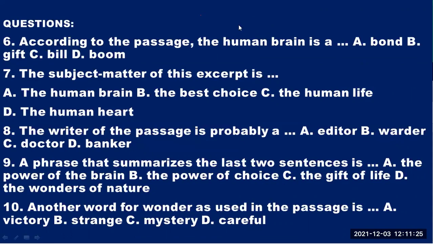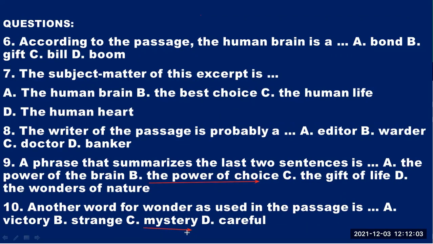All right? It's about making a choice. So let's look at this. And the actual appropriate option is option B, the power of choice. That's exactly. Then question number 10, another word for wonder as used in the passage is, of course, it is mystery. Wonder is used when something is really wonderful, is something you marvel at. Another word used there is marvels. Something you marvel at. So it's mystery.